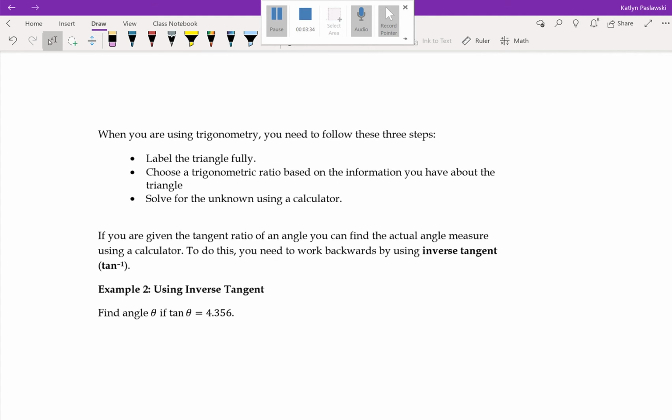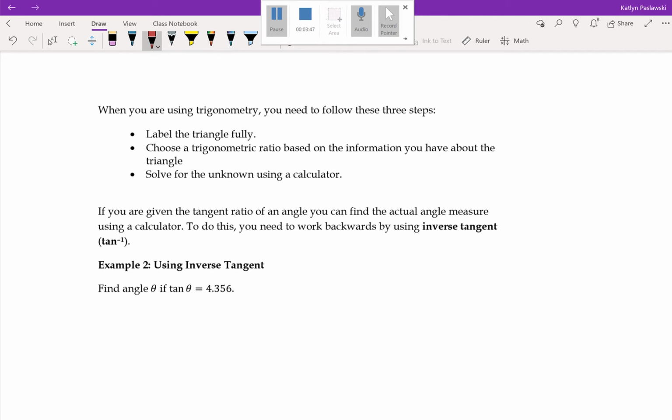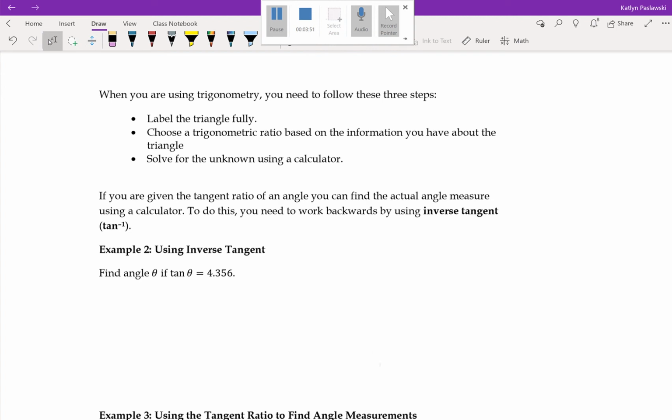When using trigonometry, you need to remember the following 3 steps. Label the triangle fully in terms of their sides, choose the ratio based on the information that you have, and then solve for the unknown using a calculator. You will require your calculator throughout this unit, so make sure you always have it.